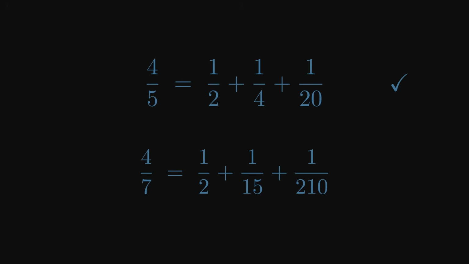Try again. 4/7 equals 1 over 2 plus 1 over 15 plus 1 over 210. Check. 1/2 is 105 over 210. 1 over 15 is 14 over 210. 1 over 210 is 1 over 210. Total 120 over 210, which simplifies to 4/7.